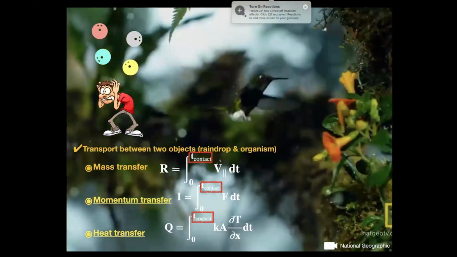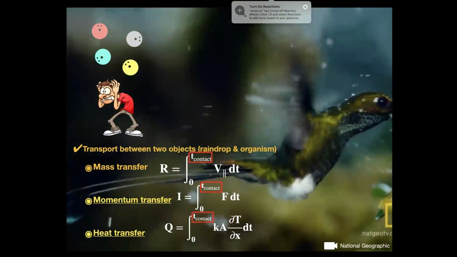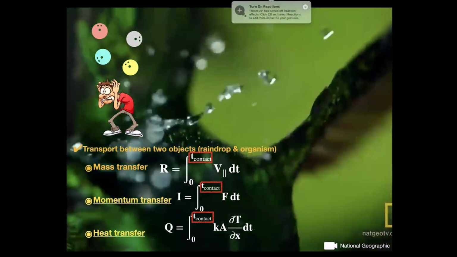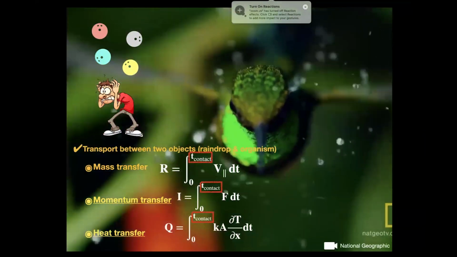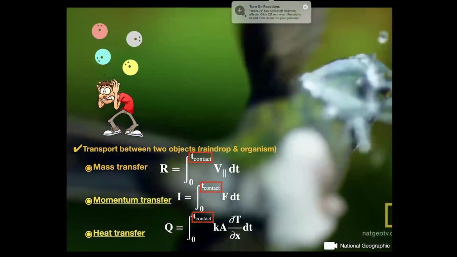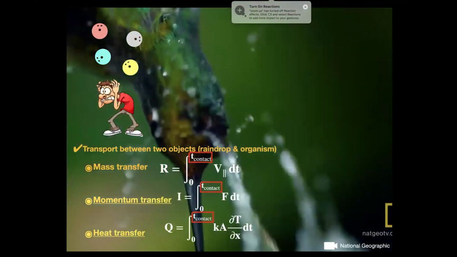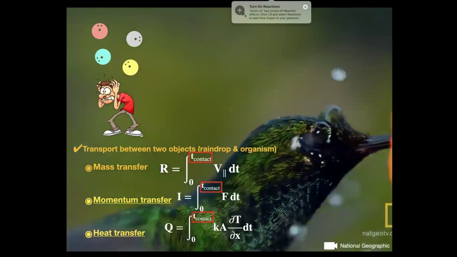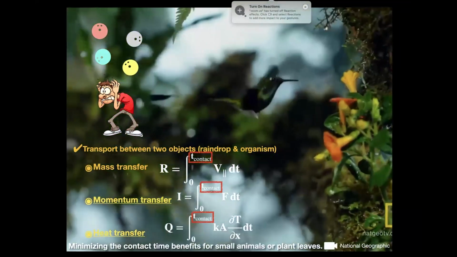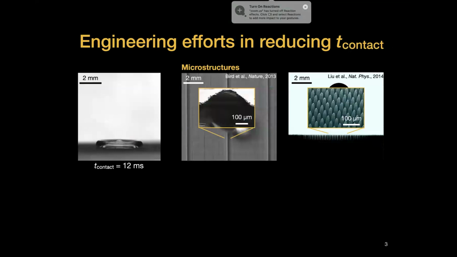All three of these transport mechanisms depend on the contact time. So one strategy nature may have developed is to reduce the contact time when they fly or walk in the rain. I'm trying to explore the first topic. Engineers also try to develop special surfaces to reduce contact time because there are a lot of applications in terms of heat transfer. In a lot of big plants, heat is one of the biggest quantities they need to optimize.